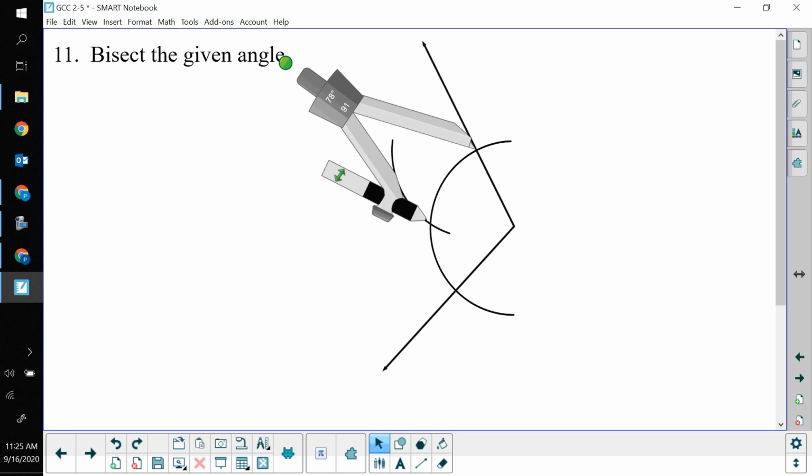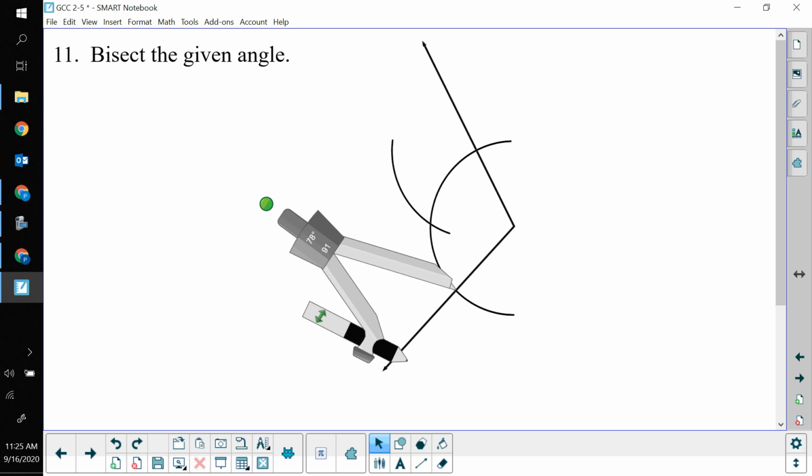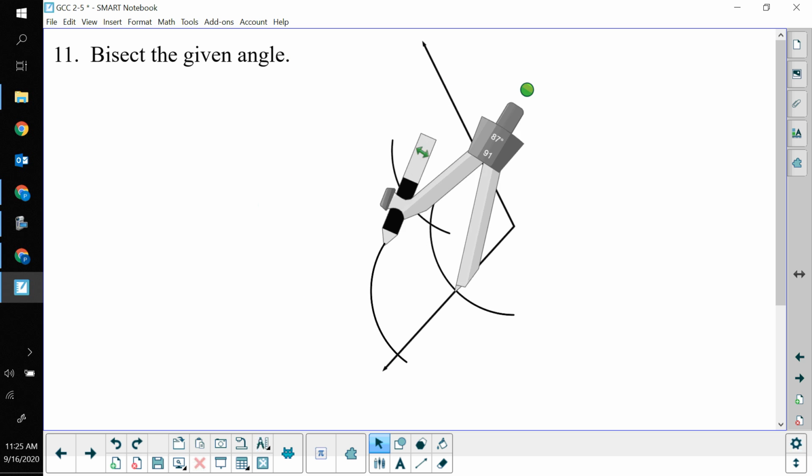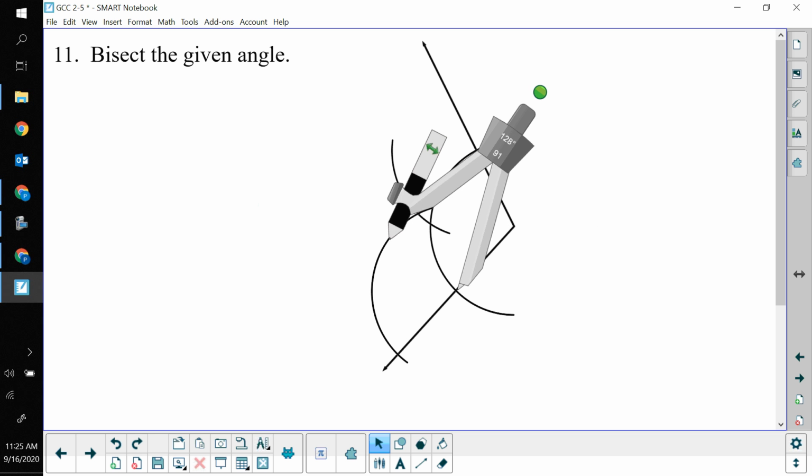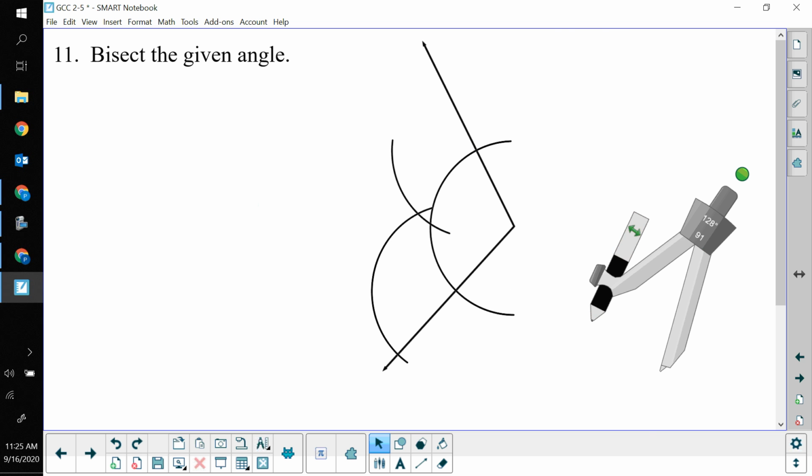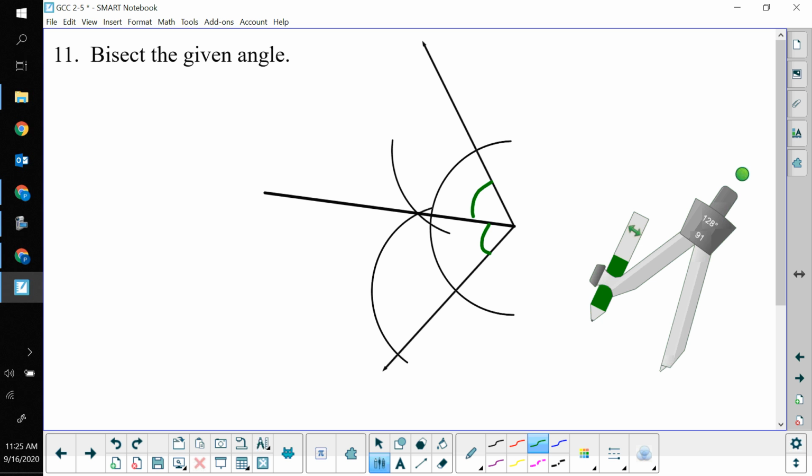I'll make an arc towards the middle. I'll go to the other intersection point. I'll make an arc towards the middle. Notice those two things cross. From there, I'll connect a line from the vertex through those intersection points, and that's my angle bisector. What that's created is two congruent angles. Those little arcs signify congruence for angles.